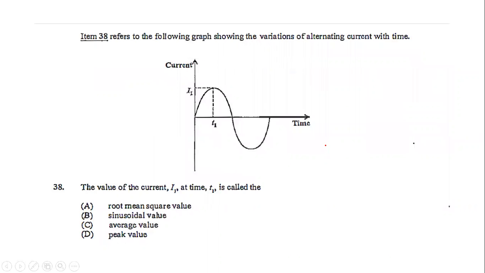So we go to 38. 38 is a very simple one here. And actually 38 is going to be answered in question 39.